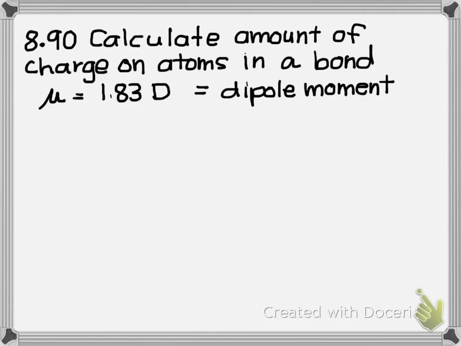And this separation of the charge between the positives and negatives as the electrons move toward one of the elements creates a dipole moment. Now in this problem, they also give us a bond length.